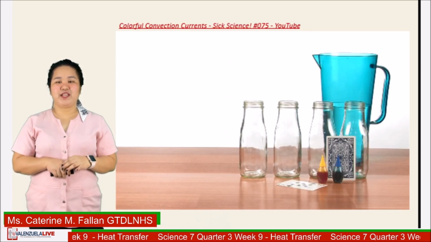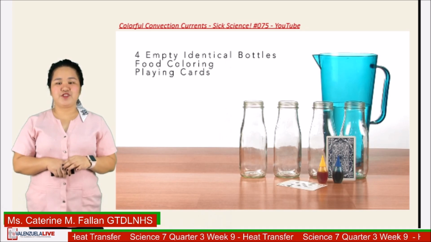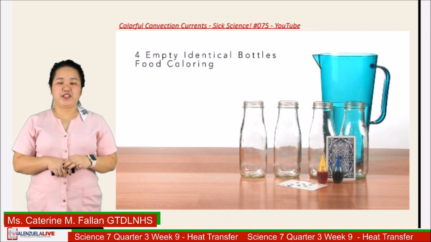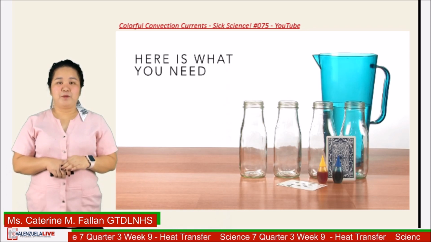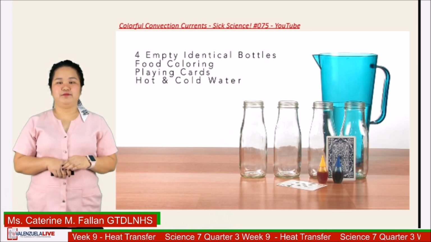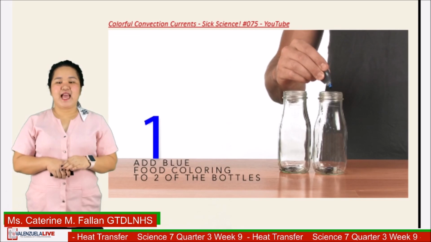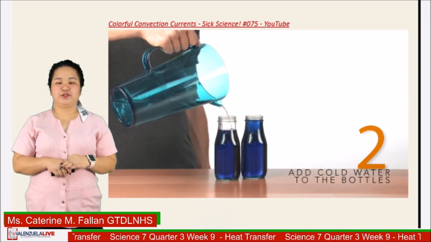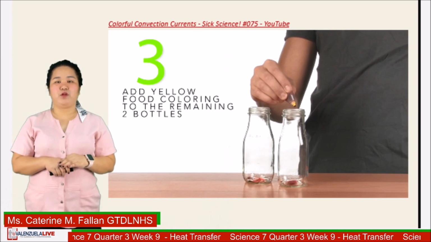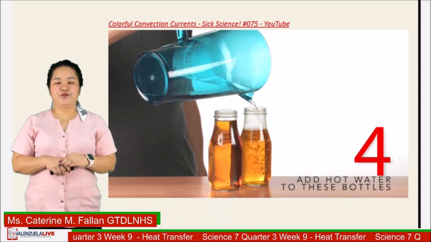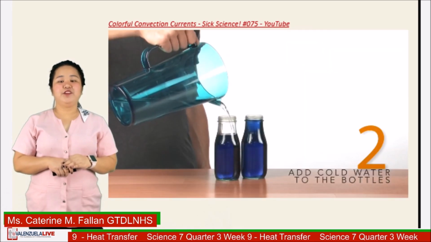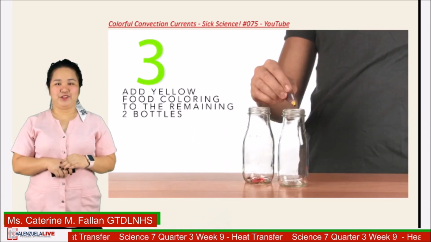You may do this with adult supervision. First, you need 4 empty identical bottles, 2 different colors of food coloring, playing cards, and hot and cold water. Next, add blue food coloring to 2 empty bottles, and each bottle must be filled to the brim with cold water. Add yellow food coloring to the remaining 2 empty bottles and fill them with hot water.